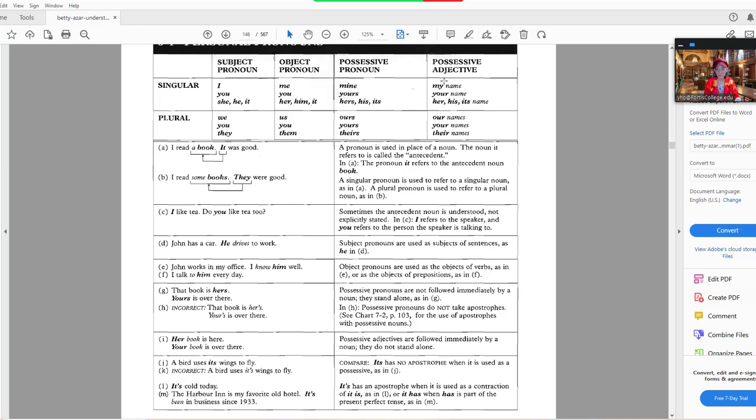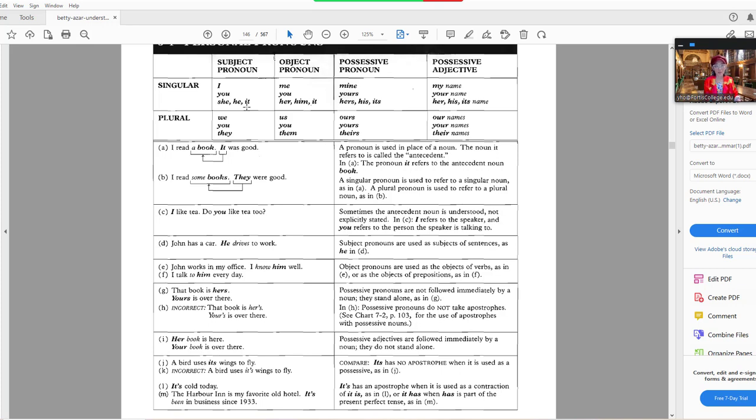A possessive adjective always comes right before the noun. So my book, your book, her book, his, its book, our book, your book, their book. So that's a possessive adjective, while a possessive pronoun can stand alone. So that's the difference between all the different pronouns.